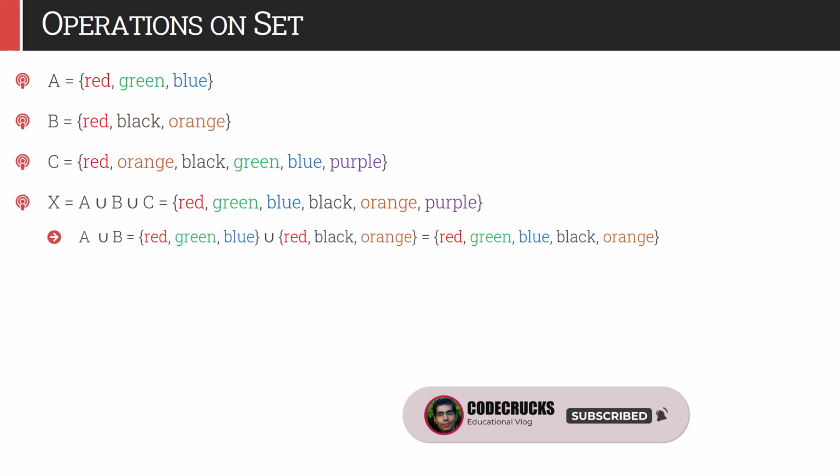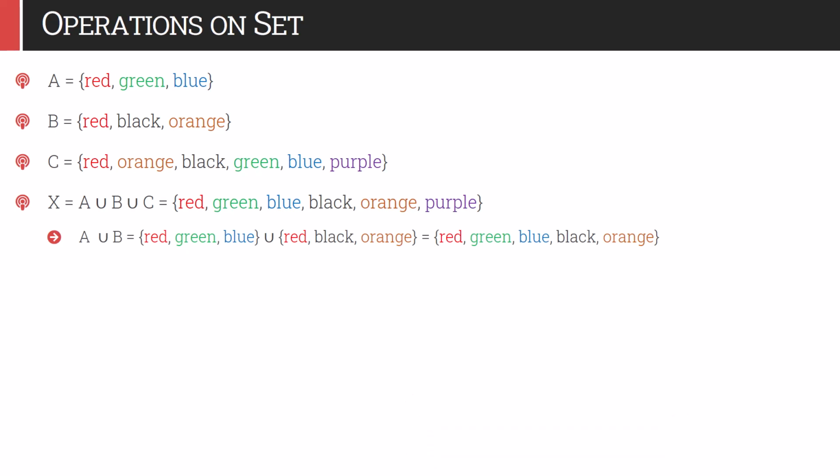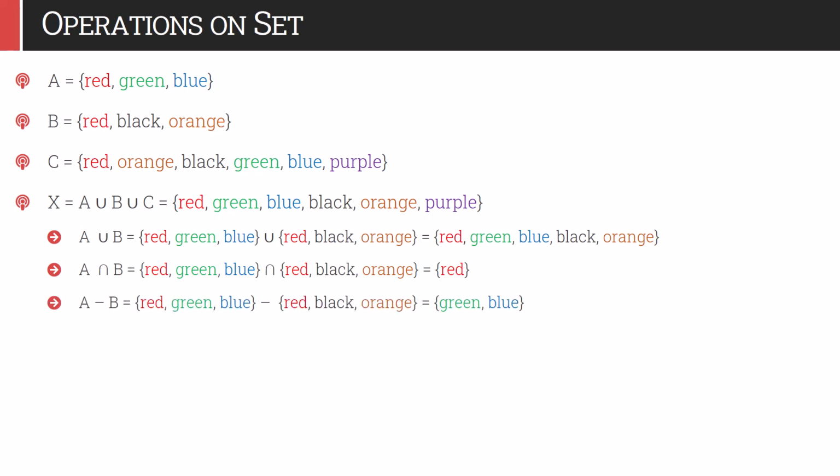A union B would be the combination, or the union, of colors present in sets A and B. A intersection B would be the common colors in A and B, which is red. A minus B means we have to subtract all the colors of B from A. So red is common, so that will be subtracted and we are left with green and blue. A complement is all the colors which are not in A but present in X. So that would be black, orange and purple.